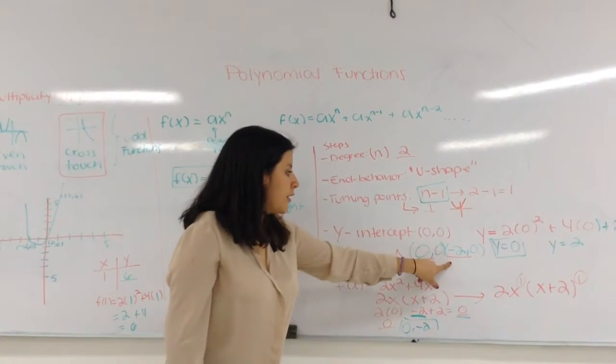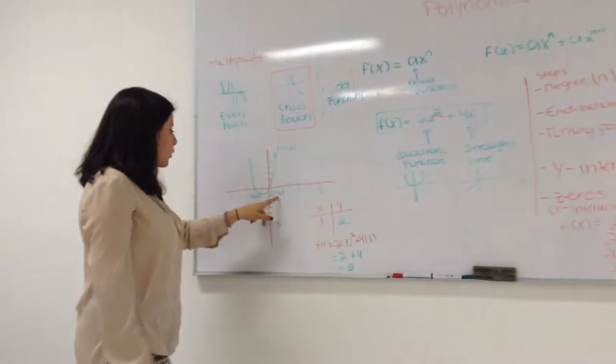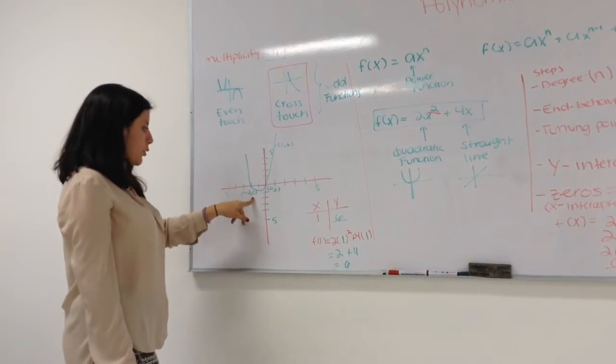the zeros, the two zeros. So we put it here, (0, 0) and (minus 2, 0).